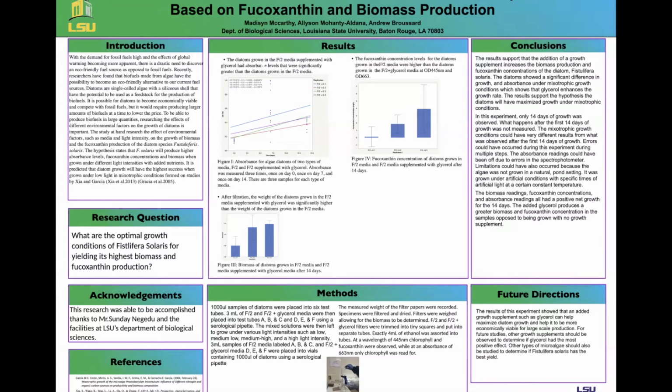The results also show that after filtration, the weight of the diatoms grown in the F2 media supplemented with glycerol was higher than the weight of the diatoms grown in the F2 media. This is shown in Figure 3. As well, the fucoxanthin concentration levels for the diatoms grown in the F2 media were higher than the diatoms grown in the F2 supplemented with glycerol media at OD445 and OD663. This is shown in Figure 4. Fucoxanthin concentration of diatoms after 14 days.